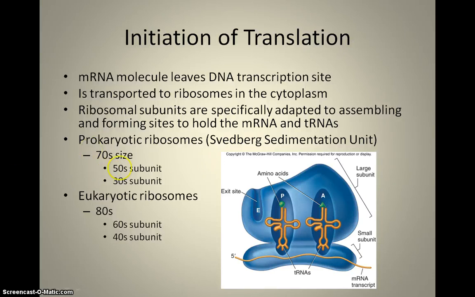So the prokaryotic ribosome is 70S total in size, and it has two subunits. It's got a 50S subunit, and it has a 30S subunit. The eukaryotic ribosome is 80S, right? And so it has a 60S subunit and a 40S subunit. So they're a little bit different. And remember that those subunits really just talk about their ability to sediment through. And that's why these numbers don't really add up to each other. But just remember that they're a little bit different.